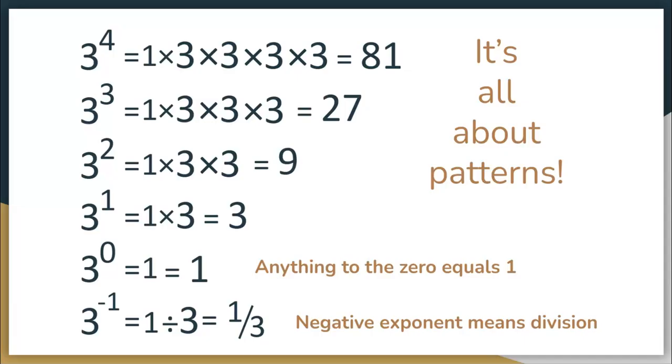So we know what 3 to the 4 means. We know what the base and the power, the exponent are. We know that anything to the 0 is going to equal 1. And a negative exponent is going to mean to divide. Hopefully things are looking okay so far. You're going to stare at this for a while, but it's all about patterns.